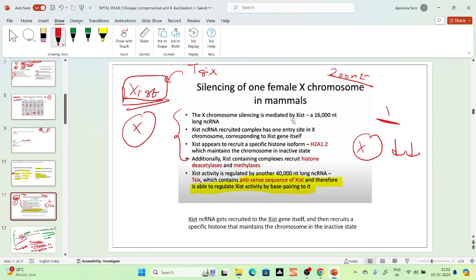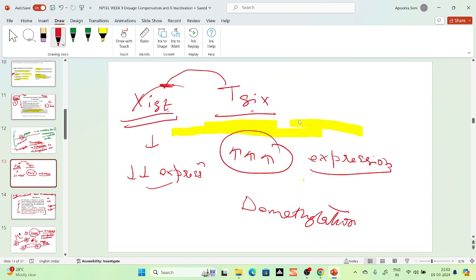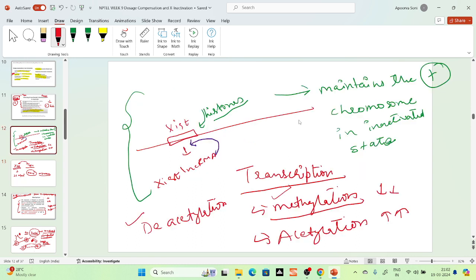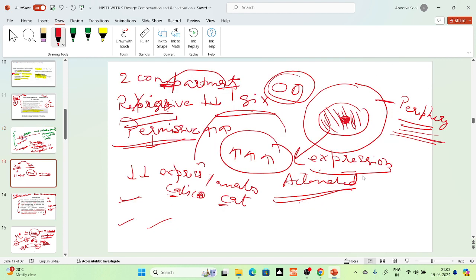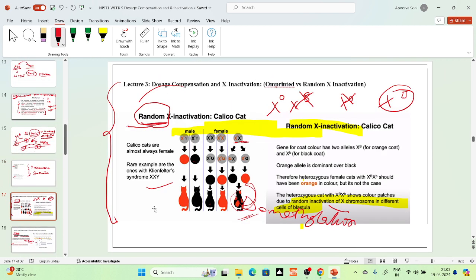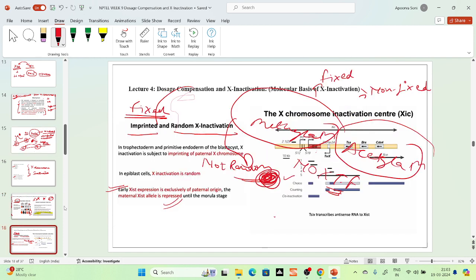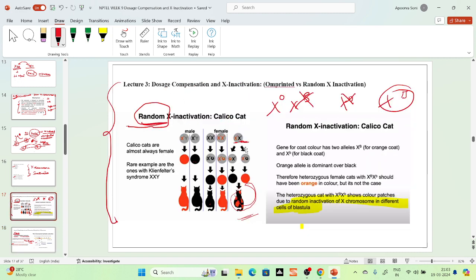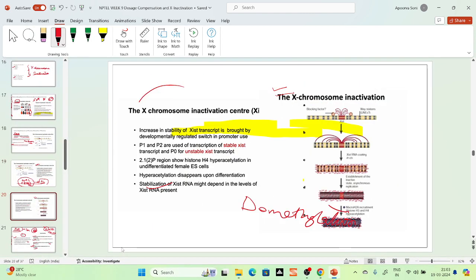Then we saw that the silencing happens with the help of the long non-coding RNA known as Xist. What it does is, Xist long non-coding RNA goes to its own gene, recruits some histones, and maintains the chromosome in the inactivated state. This happens in a particular region known as the X chromosome inactivation center. We also studied the calico cat. It is a mosaic which occurs only in females because the X chromosome inactivation is random.